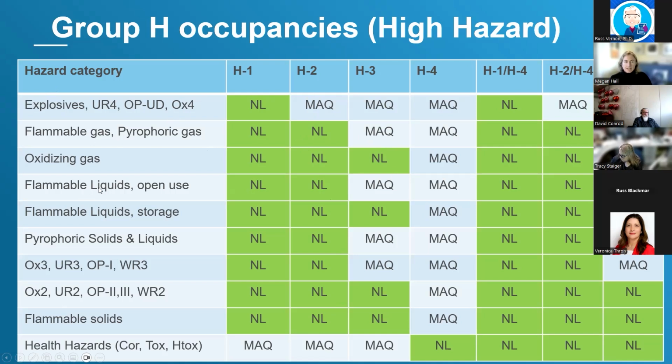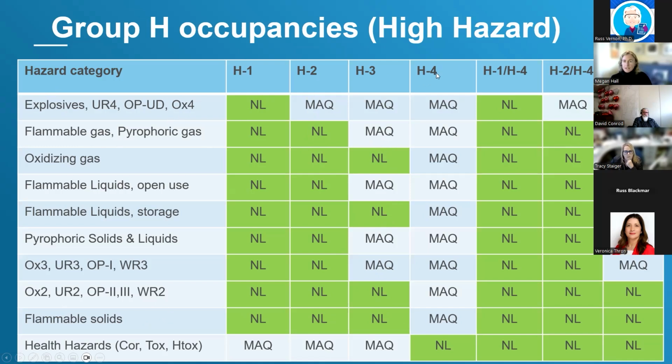You can't have open use flammable liquids, but it's great for flammable liquid storage, it's great for oxidizing gases and your lower level physical hazards. But again, MAQ limits still apply in an H3 occupancy for health hazards.